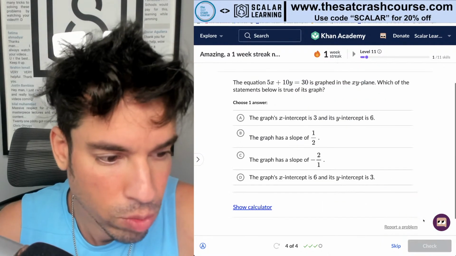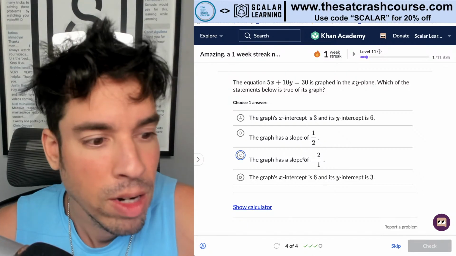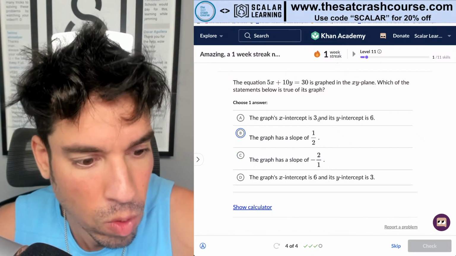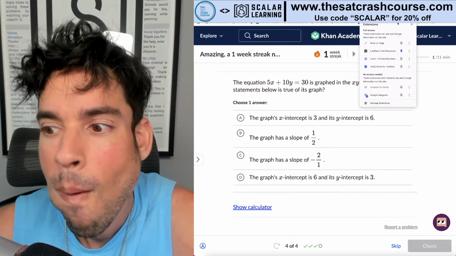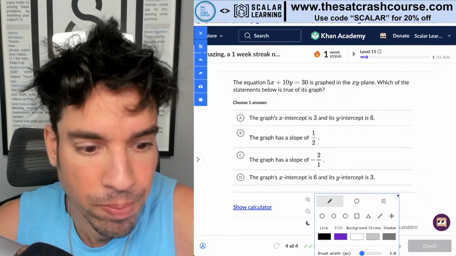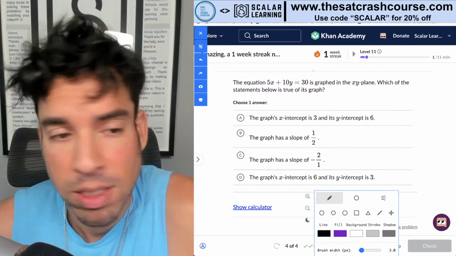All right, last one. Which of the following statements below is true? Now, they're asking about slope, and about x-intercept and y-intercept. This is an interesting one. Let me move it down here. First, they're asking about x and y-intercept. Let's address that first, because this is in standard form.